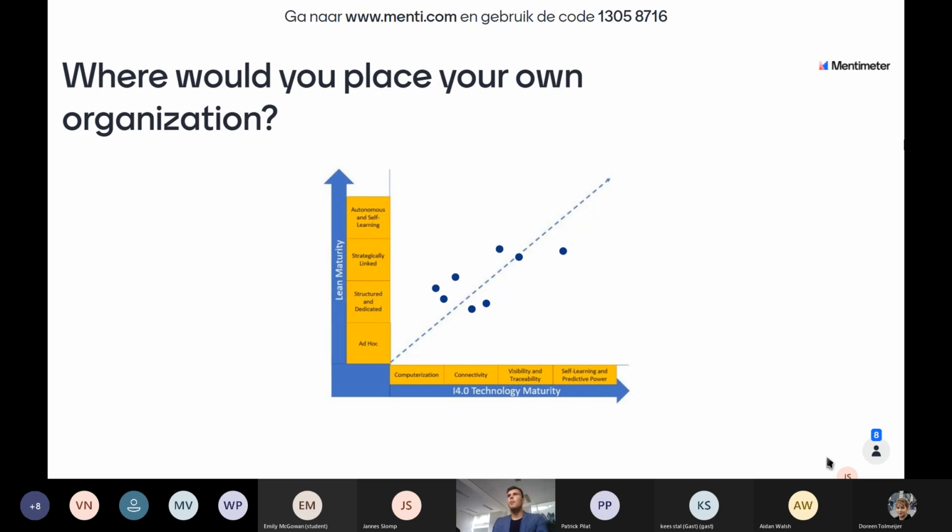Is there someone who would like to elaborate why he or she picked specifically that dot? You can use your mic if someone's keen, or in the chat. We'll come back to that later. Jannes also will elaborate that. But it's good to see that. It's funny to see that everyone is surrounding the dotted line. We have a next question for you.